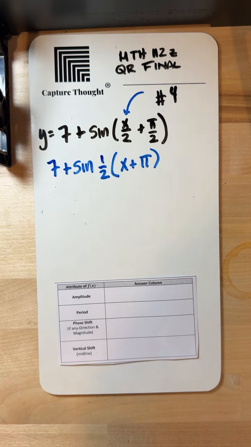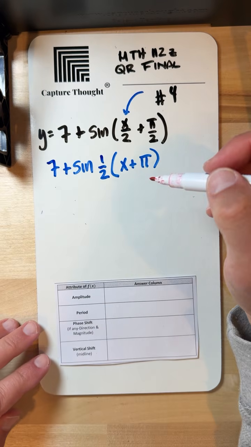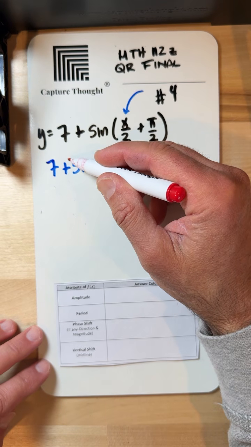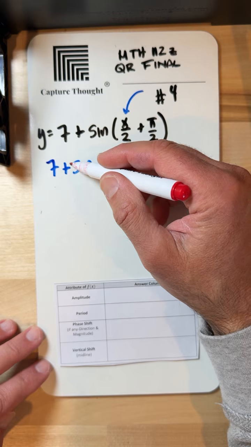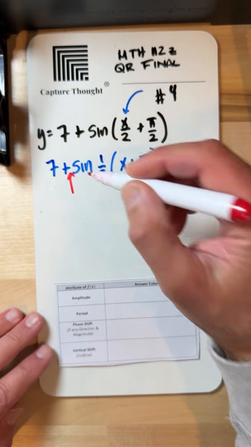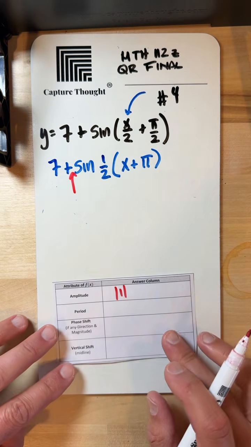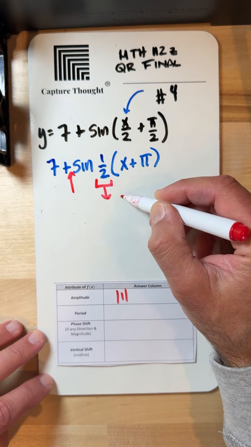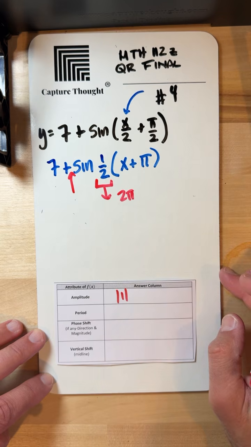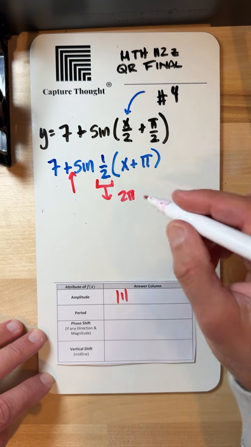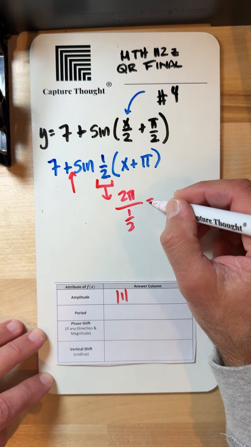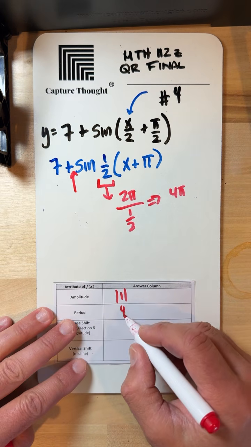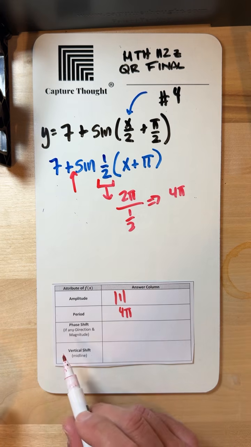So let's go ahead and go down the list. Here, our amplitude is 1, because there's no number in front of the sine. So the amplitude is the absolute value of 1. So that would be sitting right here. So absolute value of 1 is just 1. Okay, period. That is going to be this part. We're going to take 2 pi, which is the normal period for the sine curve, and then divide that by 1/2. That's going to give you 4 pi. 2 pi divided by 1/2 is 4 pi. So that goes here.